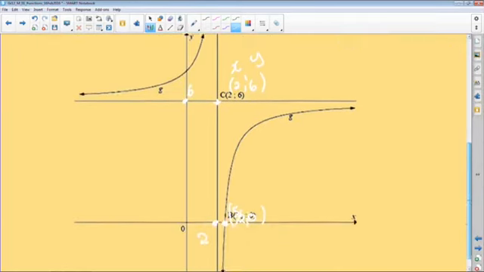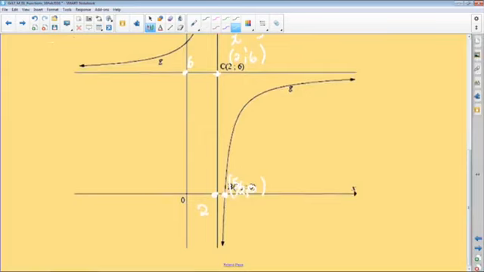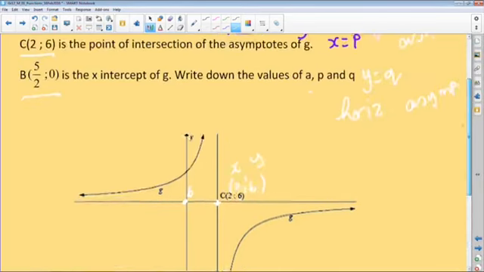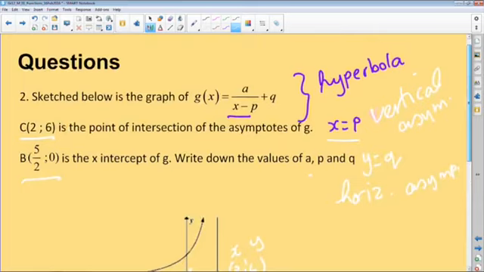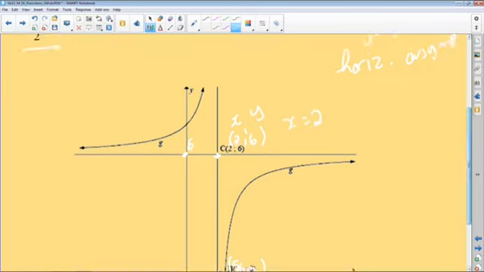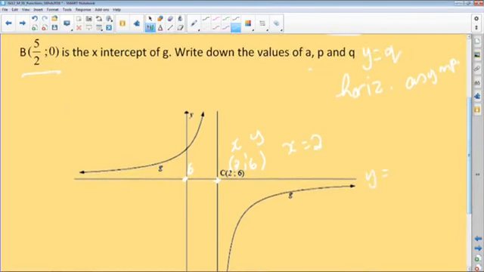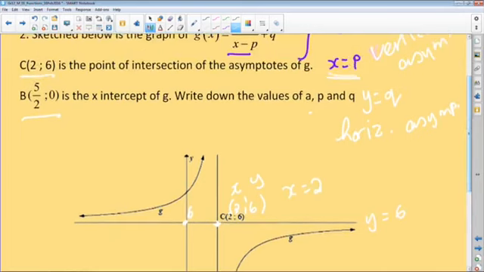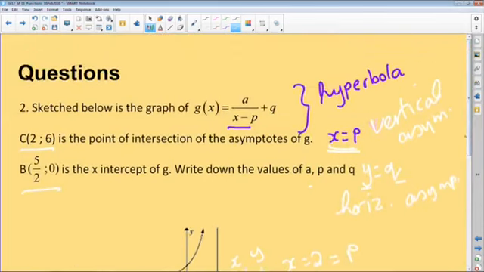And here on the x-axis, if we carry on that line, we see it cuts straight through the x-axis at the point x is 2, y is 0. And I know that x is equal to p is the equation for the vertical asymptote. What did we see? The x value along that line is always 2. So x is equal to 2 is the vertical asymptote, and y is equal to 6 is the horizontal asymptote. I've already said x is equal to p, so that must mean p is equal to 2. And we said y is equal to q, so q must be equal to 6. So we've got our horizontal and vertical asymptotes just from what they've given us.